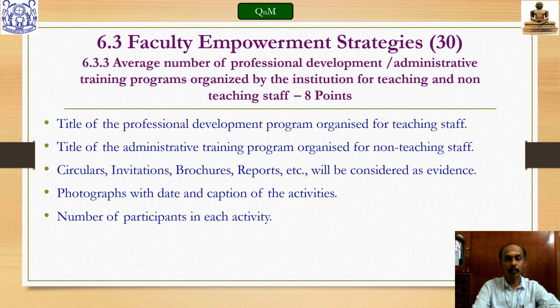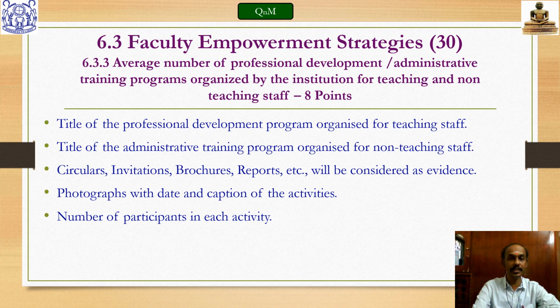So 6.3.3 is the average number of professional development and administrative training programs organized by the institution for teaching and non-teaching staff. Like faculty development programs, which are organized by the institution on a regular basis, I hope. I request the IQAC team to organize at least 2 FDPs so that you can have some 24 FDPs in a year, which gives us more weightage.